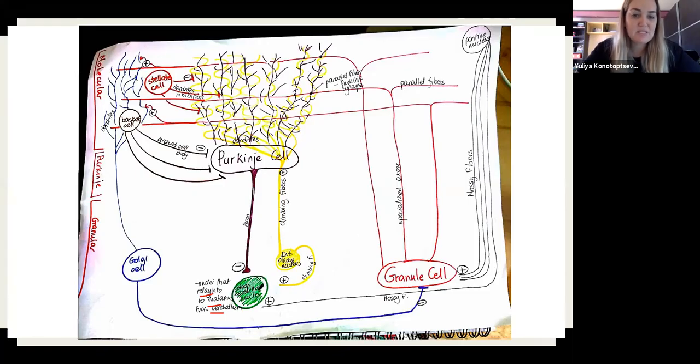What does it do? It inhibits deep cerebellar nuclei. These nuclei participate by interacting with thalamus. Thalamus interacts with cortex. So if cerebellum does not interact with thalamus, thalamus will not interact with cortex, there will be no movement, okay? So to simplify it, if Purkinje cell does its job, if it inhibits deep cerebellar nuclei, there will be no movement.